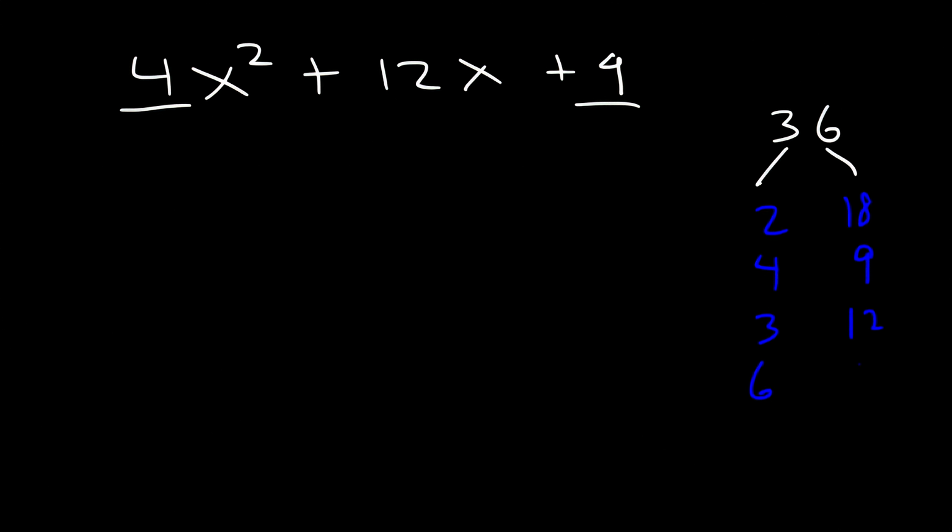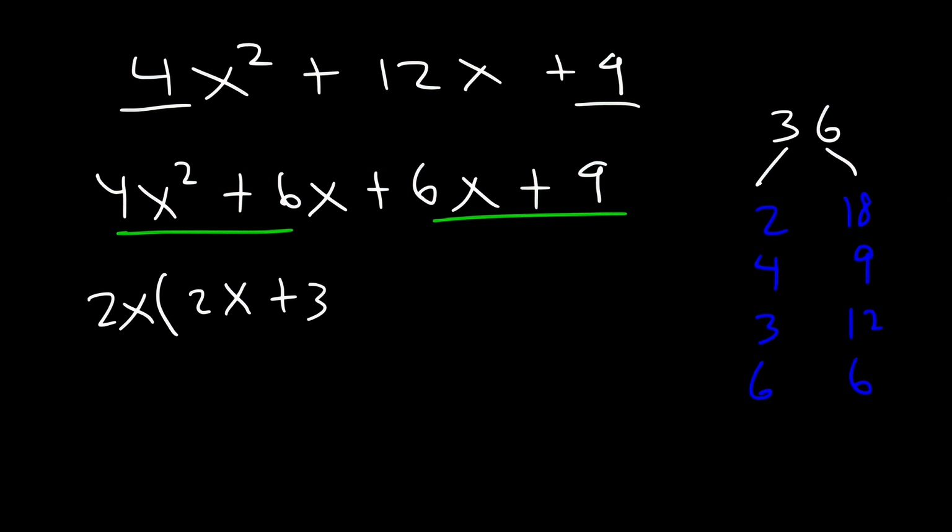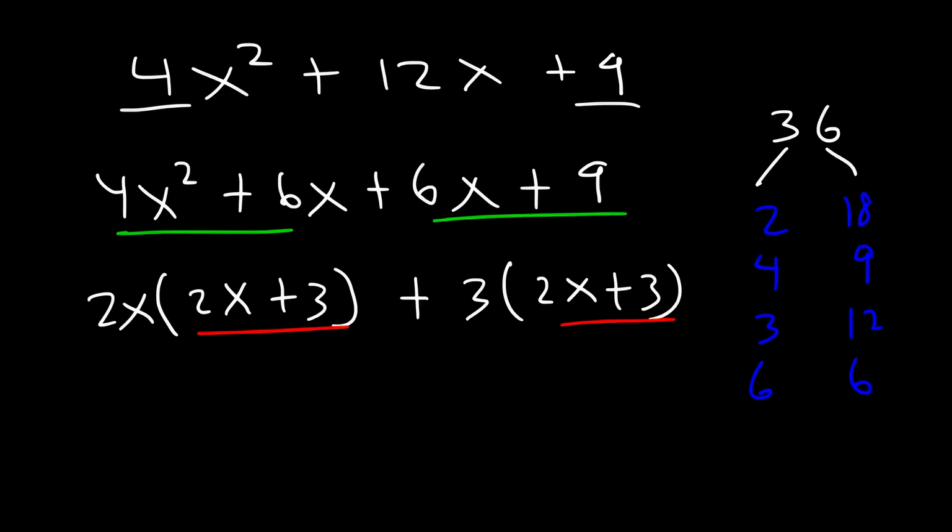Or actually, 6 and 6, there we go. 6 times 6 is 36, and 6 plus 6 adds up to 12. So we can replace the middle term with 6x plus 6x. Now let's take out the GCF in the first two terms. That's going to be 2x. 4x squared divided by 2x is 2x. 6x divided by 2x is 3. For the last two, we could take out a 3. 6x divided by 3 is 2x. 9 divided by 3 is 3. So now we can take out 2x plus 3. And we're going to be left with 2x plus 3.